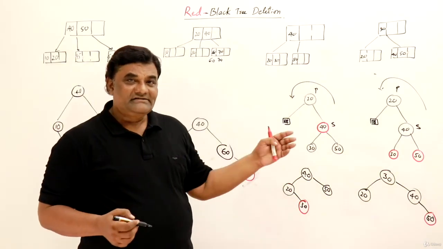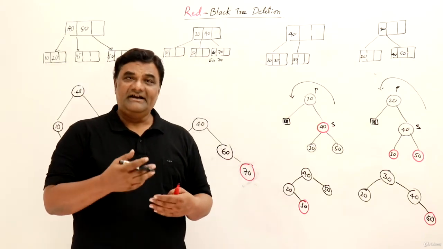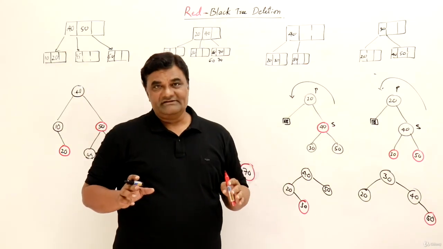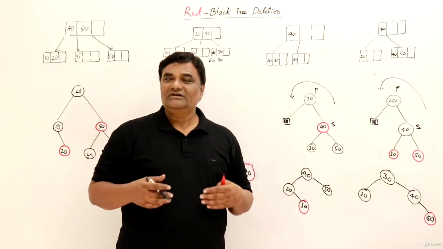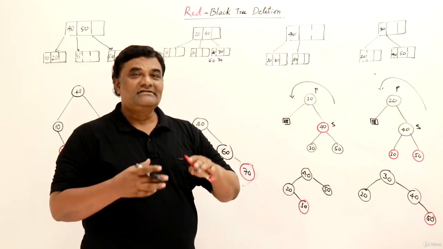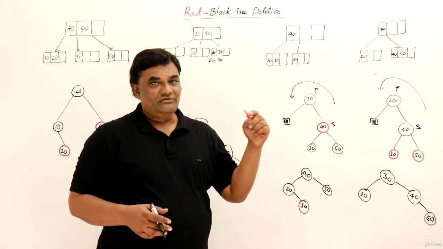That's how this is matching with 2-3-4 trees. So red black trees are perfectly a match with 2-3-4 trees. They are designed keeping in mind 2-3-4 trees. 2-3-4 trees can have more than one key. Binary trees can have just one key. So a red black tree is a binary tree with one key but behaving like a 2-3-4 tree.